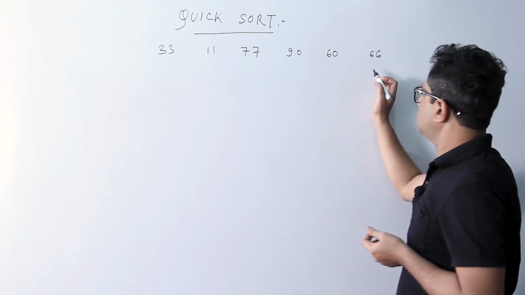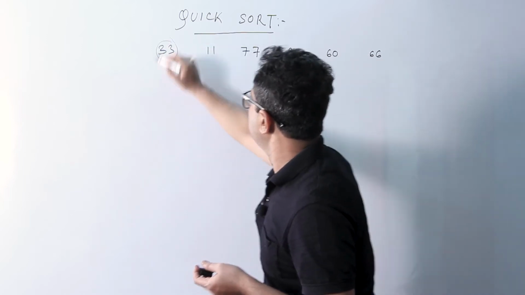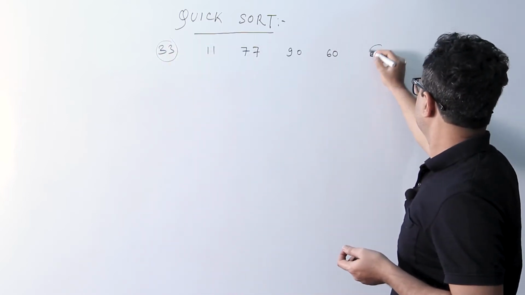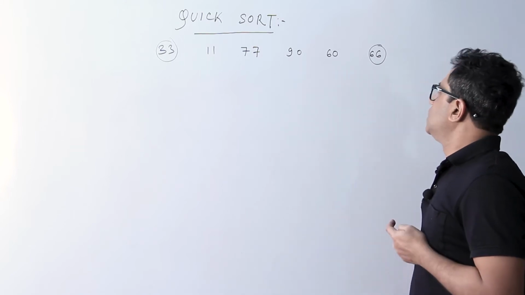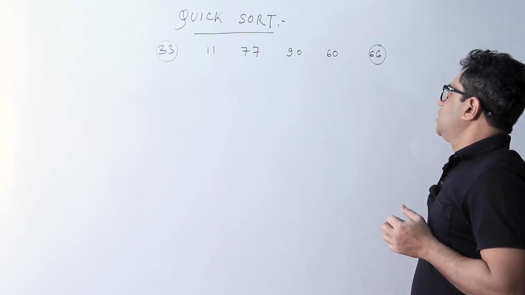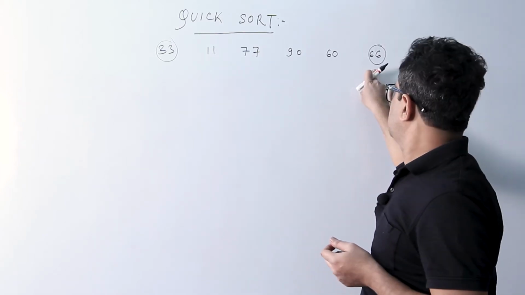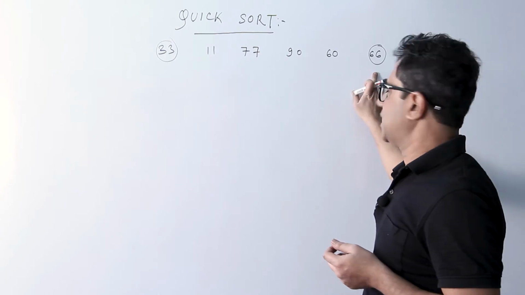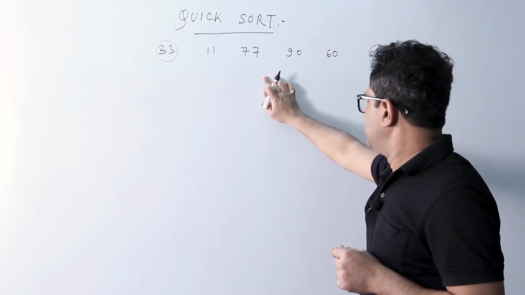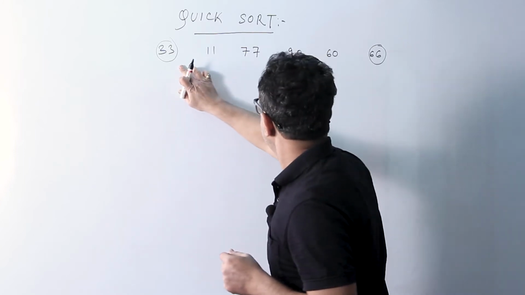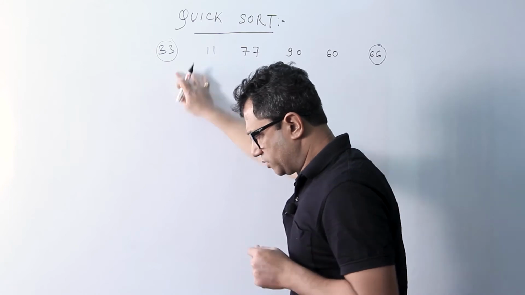So suppose for the first instance I will just encircle this 33, and I will encircle the last element 66 in this unordered list which is given to us. After doing that, we will start scanning from right to left and stop at the element which is less than 33.